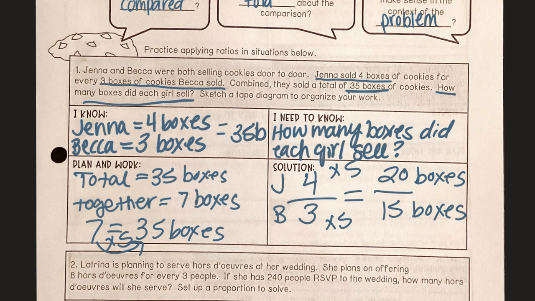So in order to solve this problem, what we needed to do was take their ratio together, 4 to 3, add them up, 4 plus 3 equals 7, take their total, which was 35 boxes, and find the scale factor. 7 times 5 equals 35, so that was our scale factor. And then we took Jenna's ratio, 4, Becca's ratio, 3, scaled both of them up by 5 to get their total boxes sold.